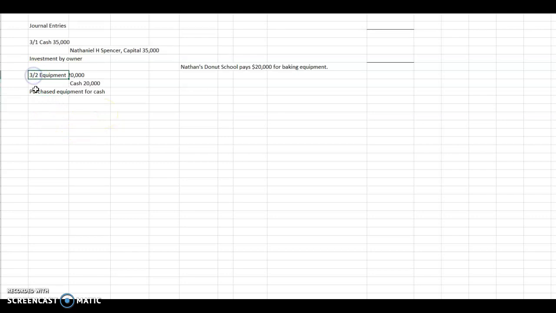We will include the date and a little memo about what this transaction is recording.